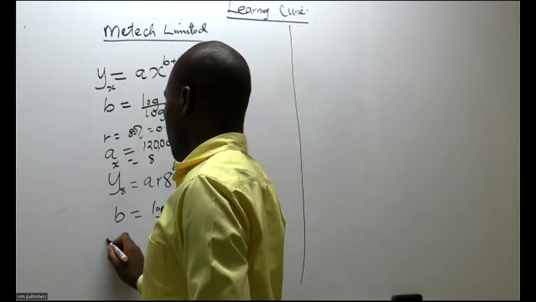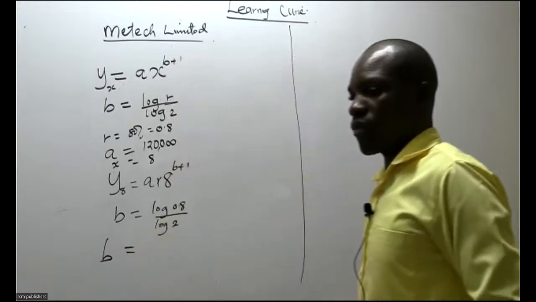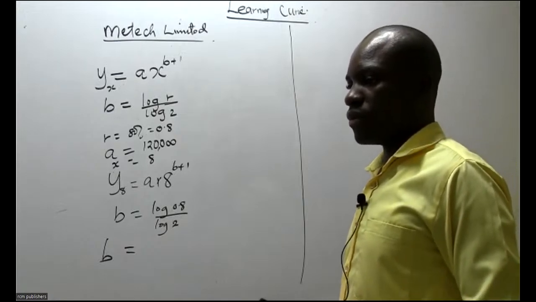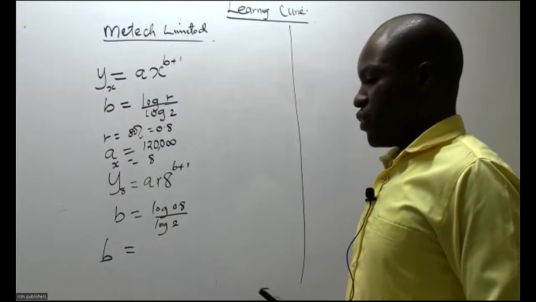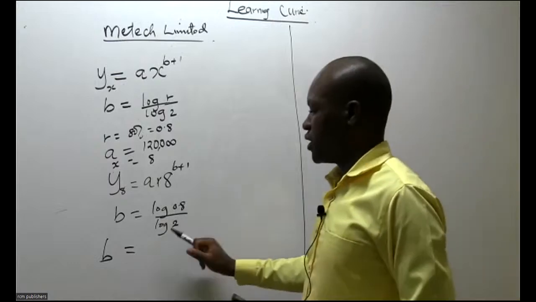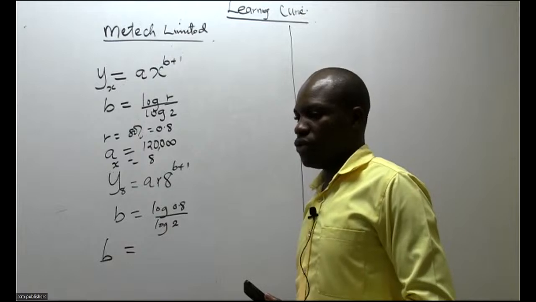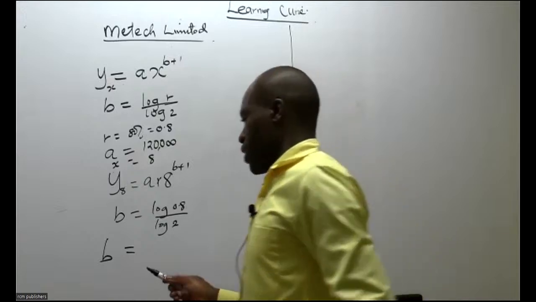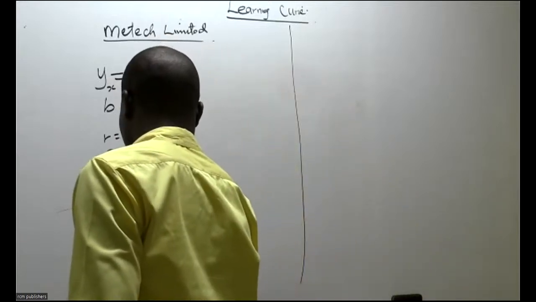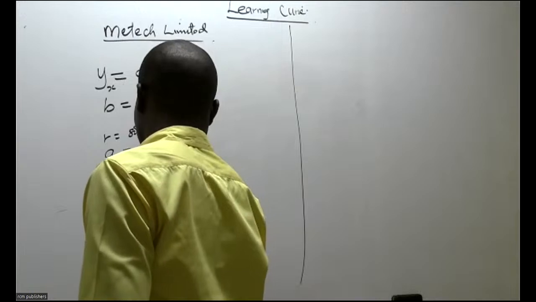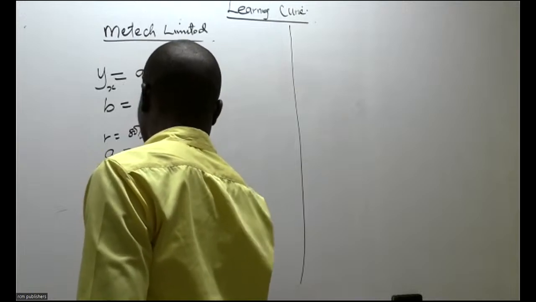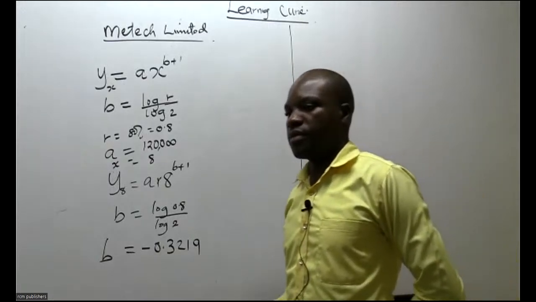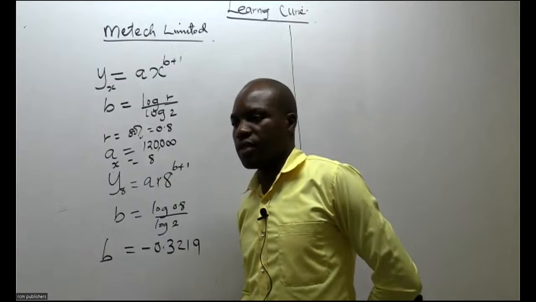So what will be the value of b? Somebody to give us the value of b. Just go to your calculator. Log 0.8 divided by log 2. What do you have, to at least 4 decimal places? What do we have? Negative 0.3219. So is it now clear to all of us? Ross, confirm. Is it now clear?